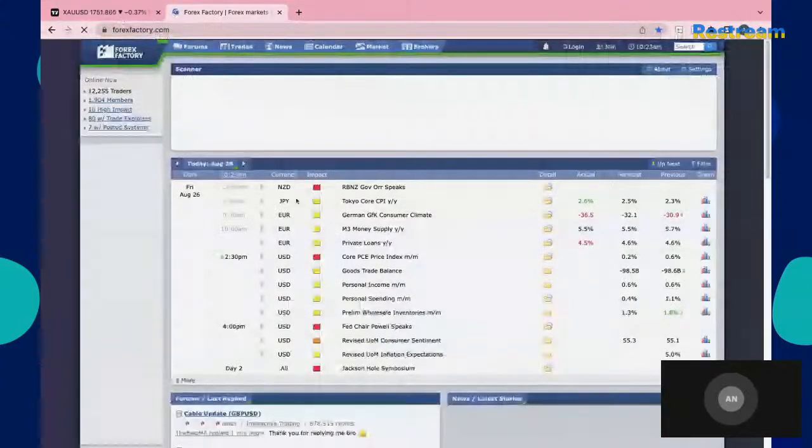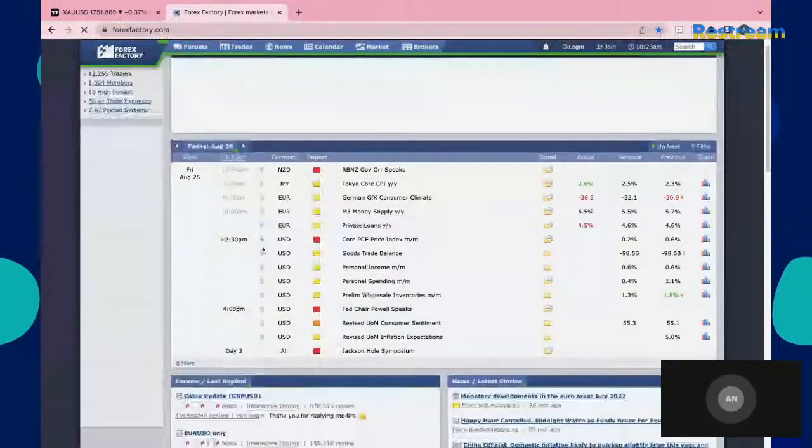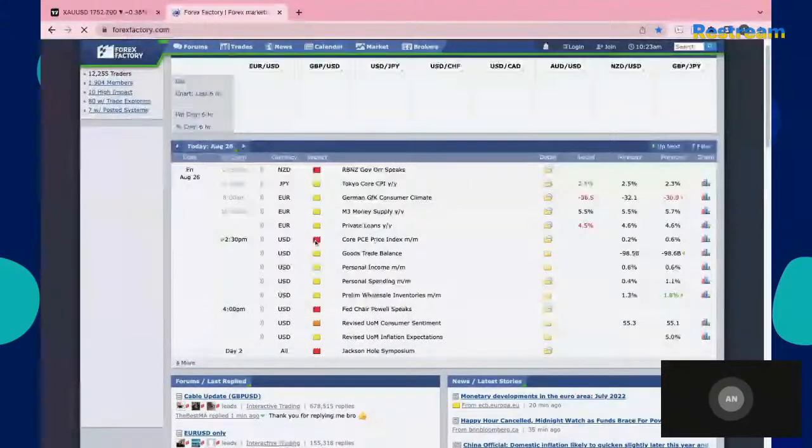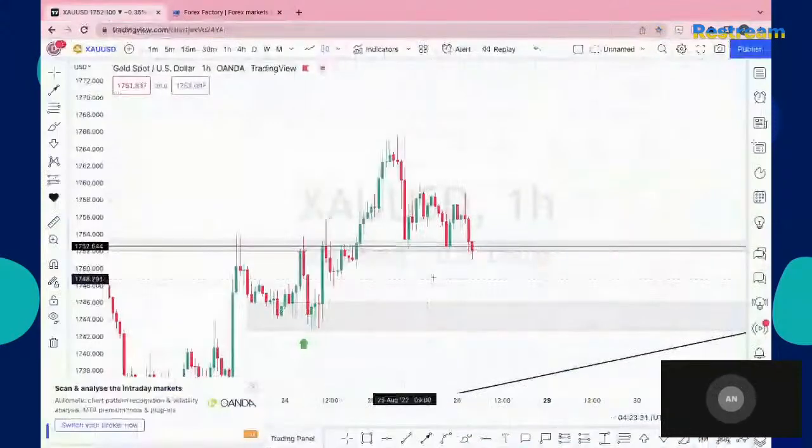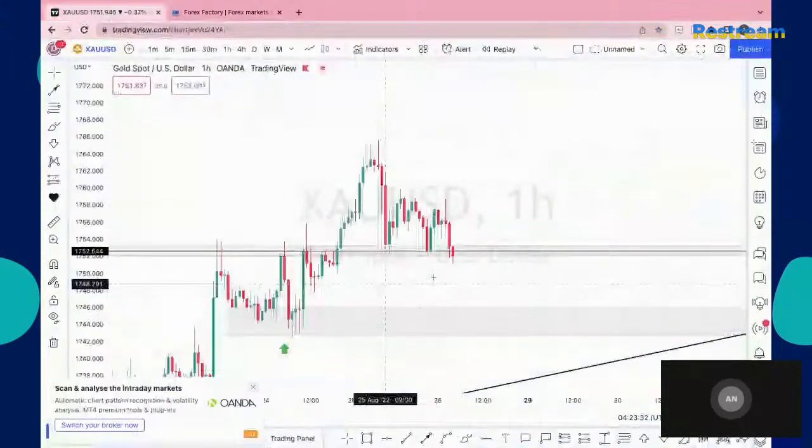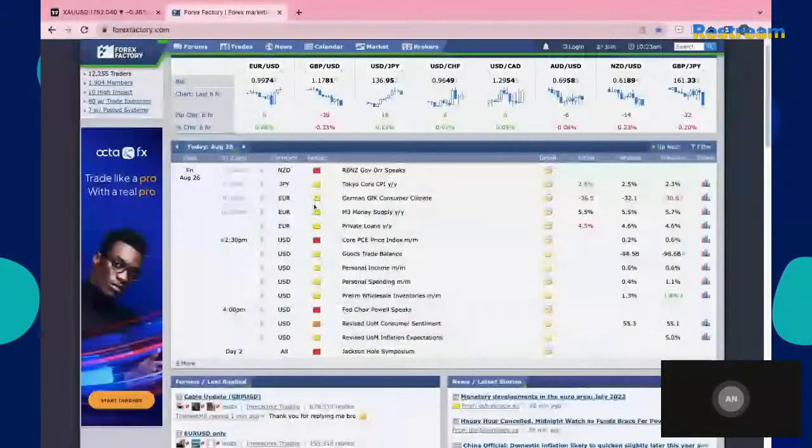You see right here, these are the news we're expecting today at 2:30. Got CPI coming out for the US, major news. Also today, yellow, it's just regular news, you know. Orange is medium news. Red is high impact news.